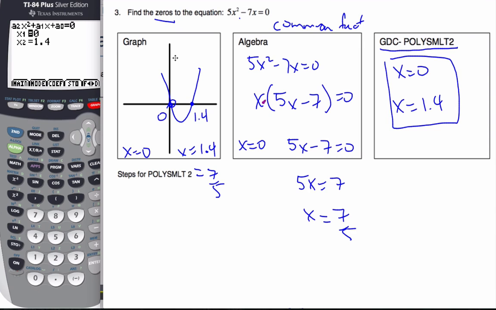If you're given your calculator, I expect you to use it efficiently, and Polysimultaneous is the most efficient method available to you.